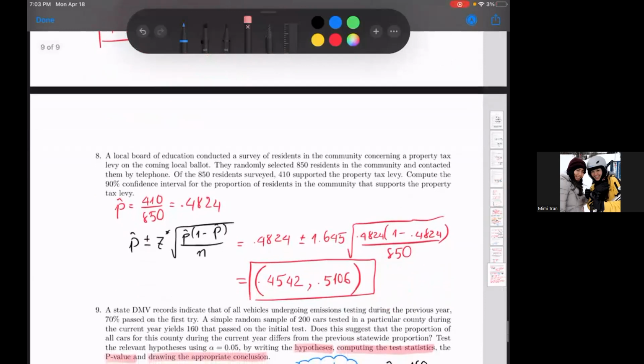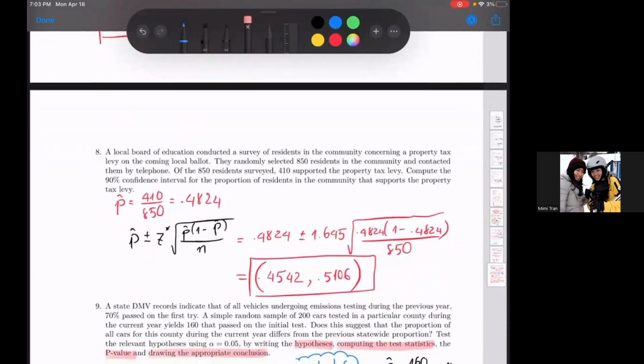This one is definitely population proportion. There's only one formula for population proportion, so don't mess it up.